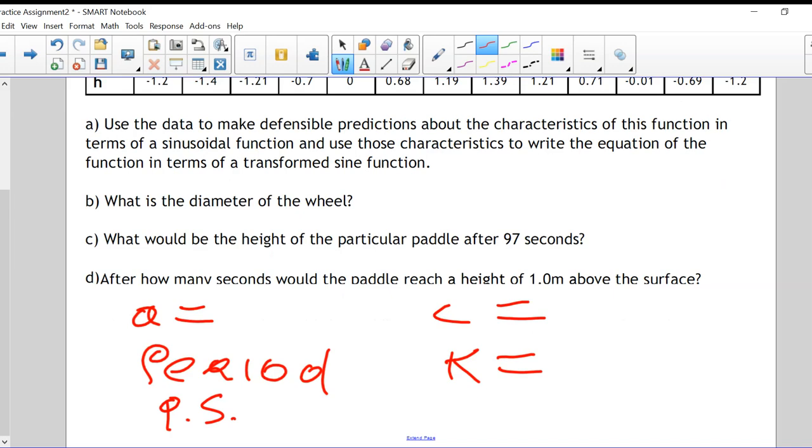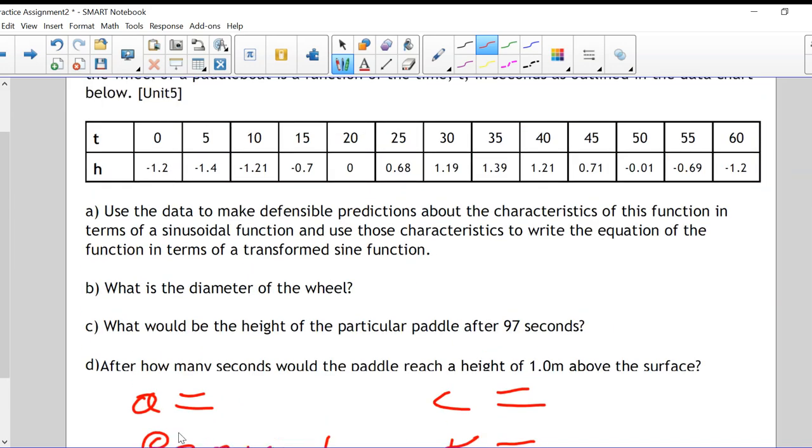Okay, so who can tell me what the A is in this particular case? What's the A of this function? And remind me how we get that A, right? So what is it and how do we get it?